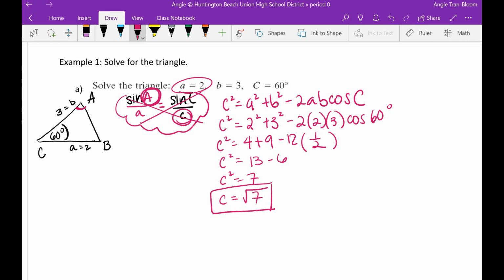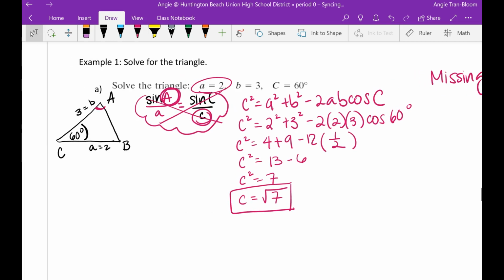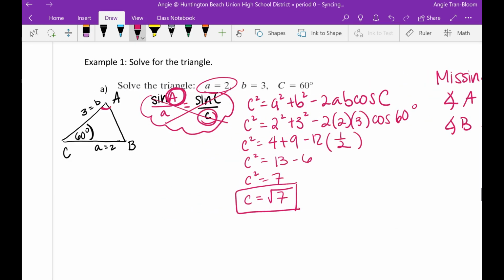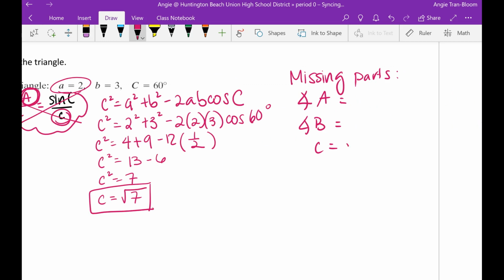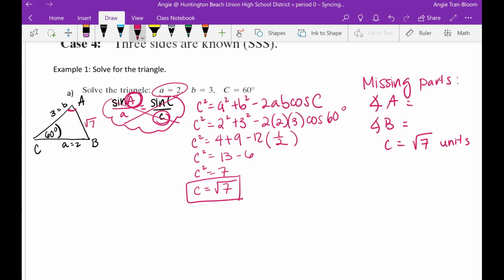Leave it as an exact when you can. Even if the book gives you some decimals or a rounded decimal, just try to give it as an exact. So solve for the triangle means you need to find missing parts. So let's write missing parts somewhere over here. You are missing angle A and angle B. Angle A, angle B. And as you can see, you're missing leg C, which we just got. Root 7 units. So fill that in.